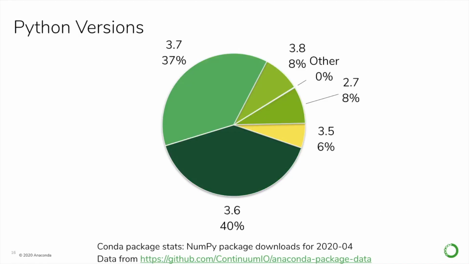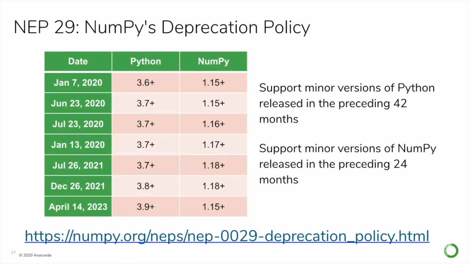Another thing to note is on Python versions, this is as of April, 40% is still on Python 3.6 and almost the same amount on 3.7, and then 3.8 and 2.7 are about tied. So keep in mind, there are many Python versions. You can't necessarily just drop them as soon as they come out. And in fact, if you as a project in the SciPy space want a default deprecation policy of what matrix you should be testing, a good place to start is NEP 29, which is NumPy's deprecation policy that was discussed quite heavily and basically advocates supporting minor Python versions that have come out in the preceding 42 months, and minor versions of NumPy in the preceding 24 months.